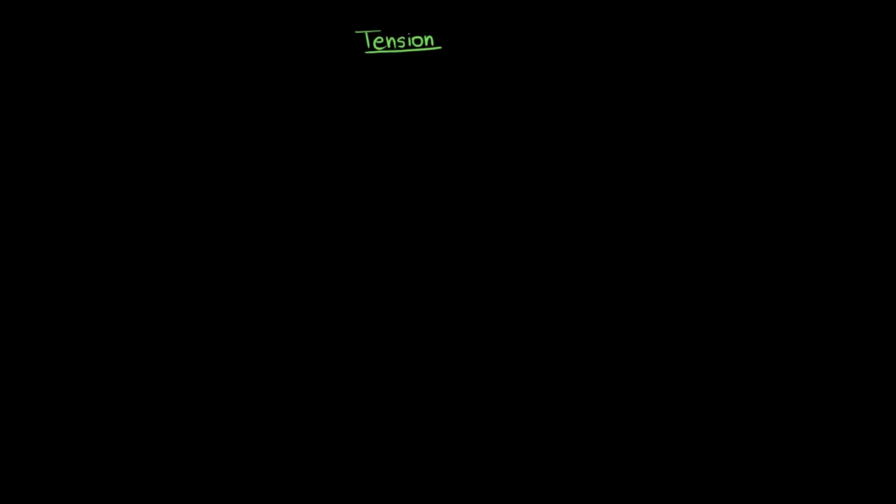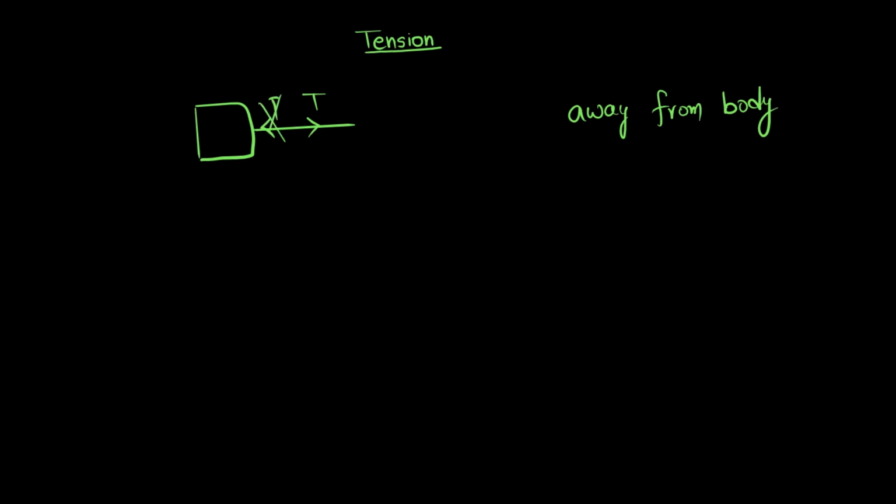Let's start. When an object is attached to a rope or a string, there will be a tension force in the rope, and that force is directed away from the body. Every time you see a situation with a rope or a string attached to a body, the direction has to be away from the body, in this case to the right. If you have this, it's pointing to the body. That's not correct. It has to be to the right in this case.